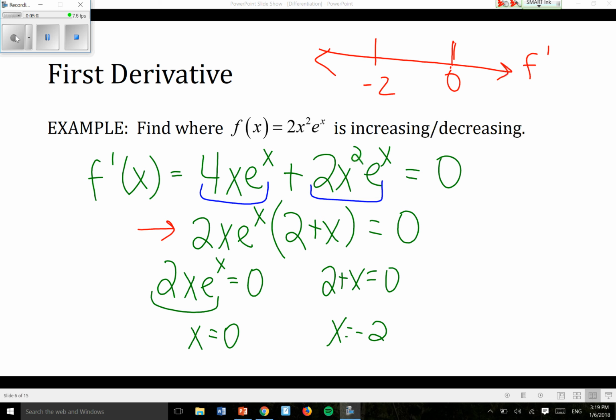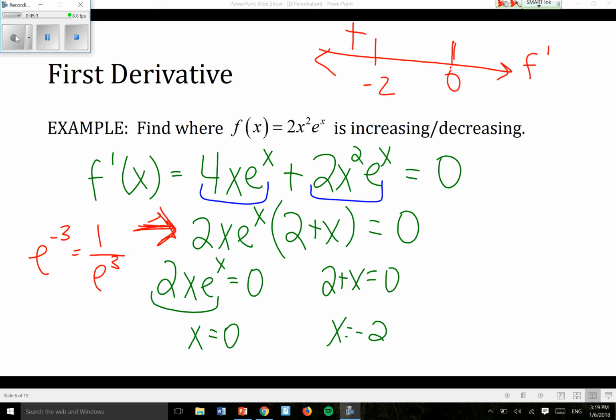If I plug negative 3 into this derivative, 2x is negative. e to the x is always positive. Even if I plug in negative 3, it's just 1 over e cubed, which is positive. And 2 plus x, if x is negative 3, that's negative. Negative, positive, negative, I've got a positive interval, less than negative 2.